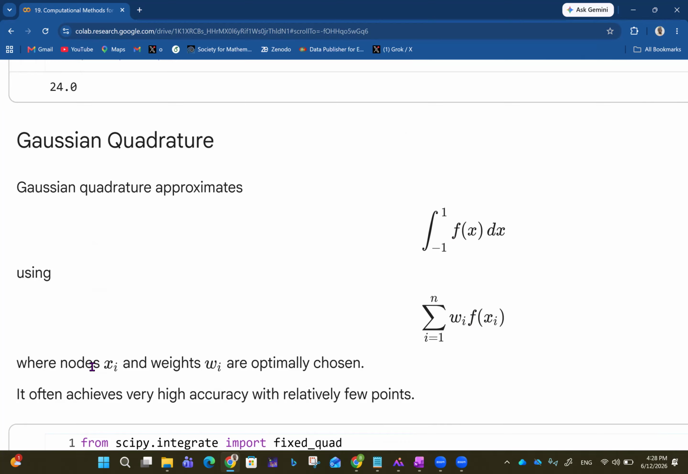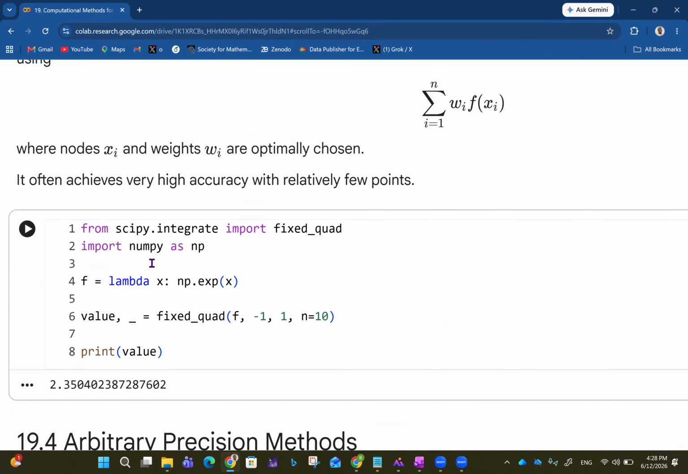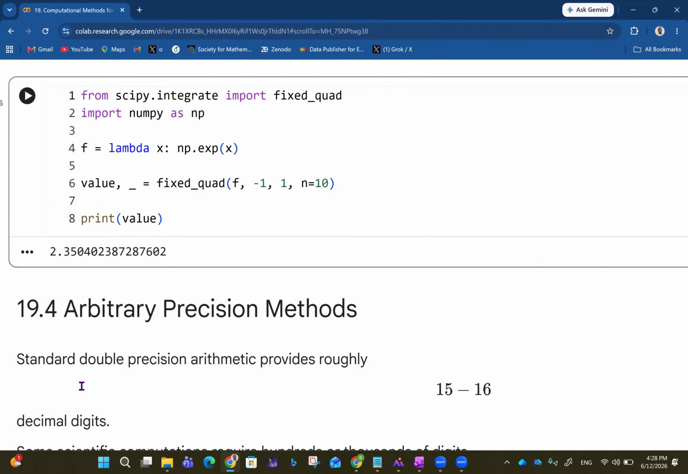So here now, the nodes x_i and weights w_i are optimally chosen, and it often achieves very high accuracy with relatively few points. So if we try that here, from scipy.integrate we import fixed_quad. So import numpy as np. Then you define this function that's exponent of x. So you get the value and all that. If you print this value now, you have 2.35, blah blah.